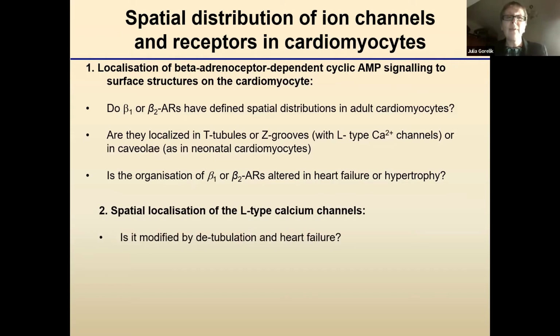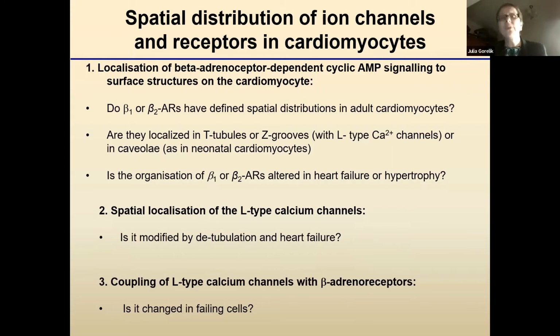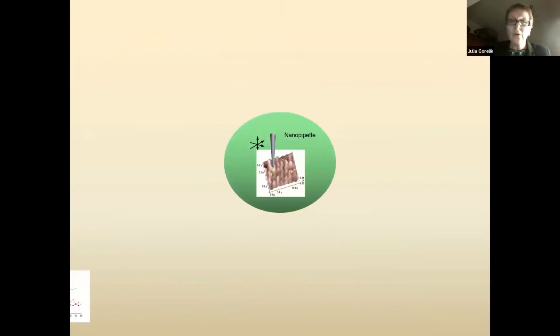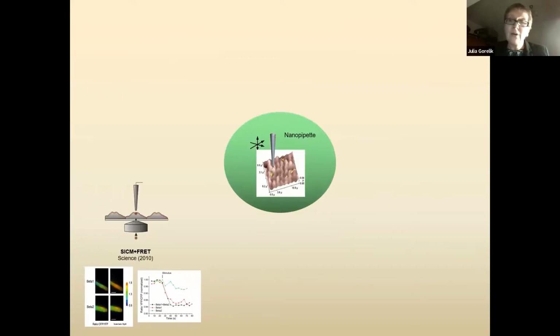Another direction of my lab is the spatial localization of L-type calcium channels and modification in heart failure, and the coupling of L-type calcium channels to the beta-adrenergic receptor, and whether it changes in failing cells. So first of all, I will discuss beta-adrenergic stimulation and mostly cyclic AMP, just distribution and diffusion, and also today I will discuss our new work about localization of the beta-3 receptor and about cyclic GMP in heart failure.